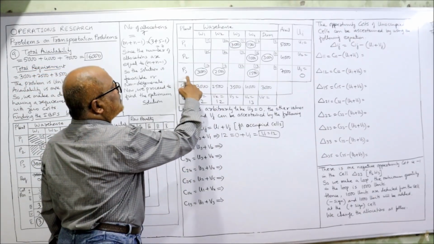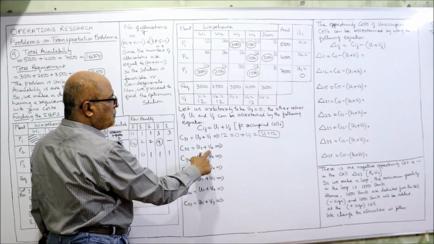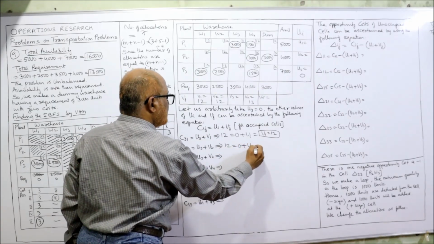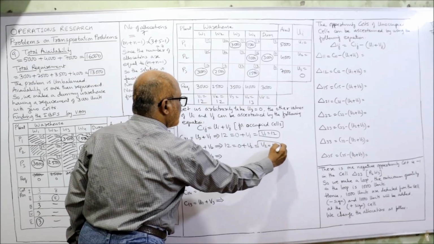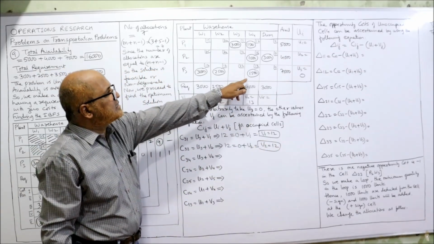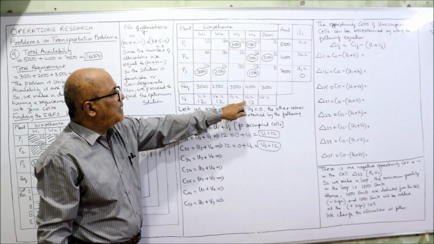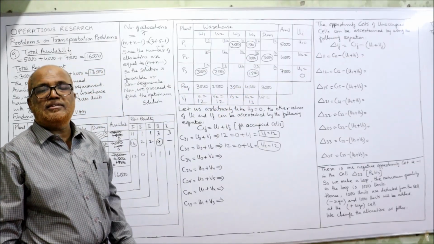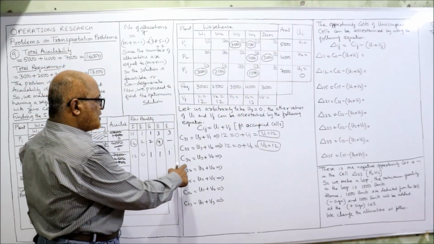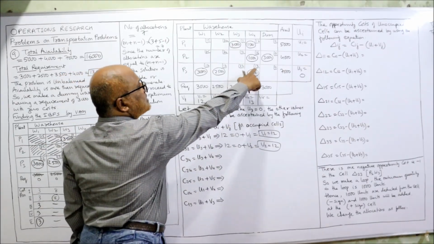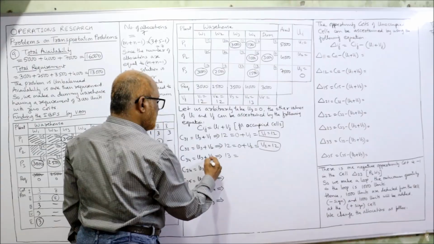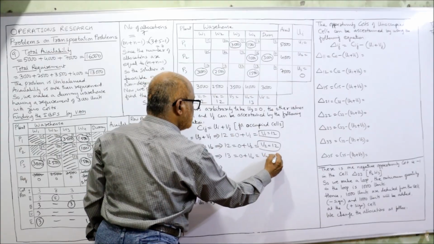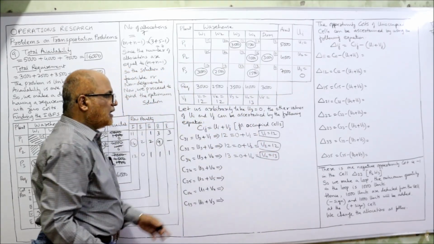So 3 values already we got. Similarly this occupied cell, 3, 2. C32 is equal to U3 plus V2. How much is C32 here? 12 is equal to 0 plus V2. So V2 is equal to 12. Come on, 2 values we got. Now we'll use this cell. By using this cell, we can get the V4 value. What is the location? Third row, fourth column. C34. So C34 is equal to U3 plus V4. How much is C34 here? 13 is equal to U3, U3 is 0, plus V4. So V4 is equal to 13. So automatically we got 3 values.